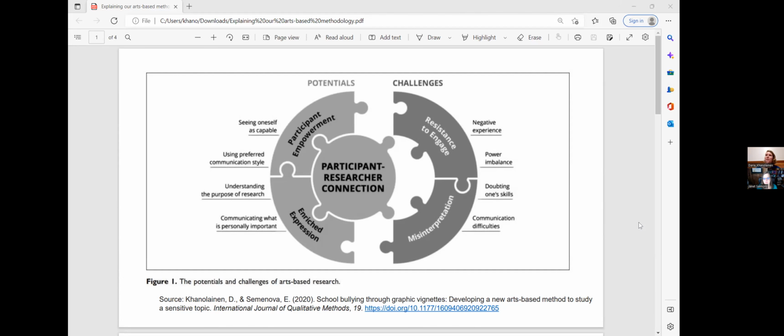So in going from one head teacher to another and saying, look, this is important, and it doesn't mean that we assume that there is a horrible bullying problem in your school. We just want to invite any participants regardless of their experiences. So that was the first thing.